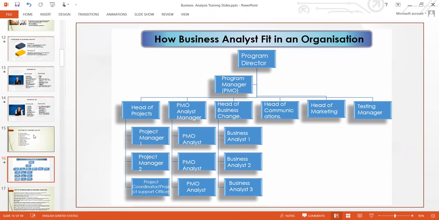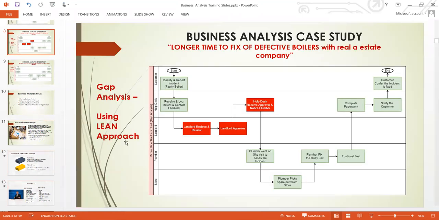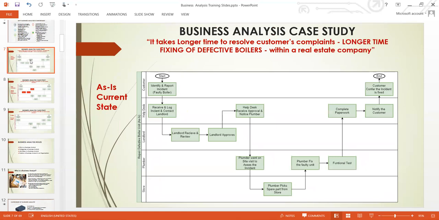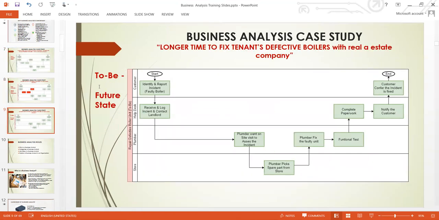So that's why I decided to bring this, so that you have a look. It's not too difficult. You just understand it, do the assessment, you map out, you do the gap analysis, then you provide a solution. And then you go and start designing the solution.